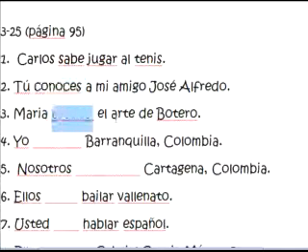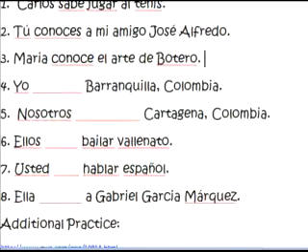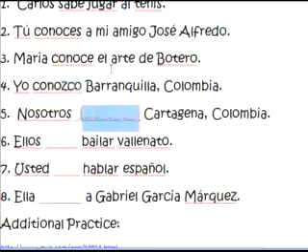Maria, and in this one I would probably translate, is familiar with Botero's art. Maria conoce el arte de Botero. I have been to Barranquilla, Colombia, but in Spanish, as you know, I know Barranquilla, Colombia. Conozco. Nosotros, blank, Cartagena, Colombia, another place in Colombia.